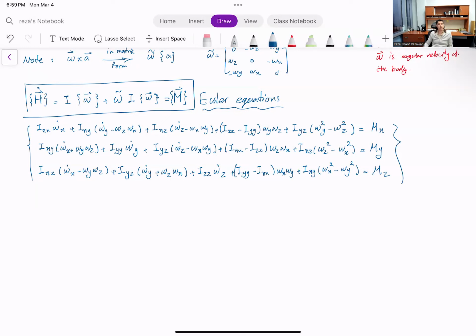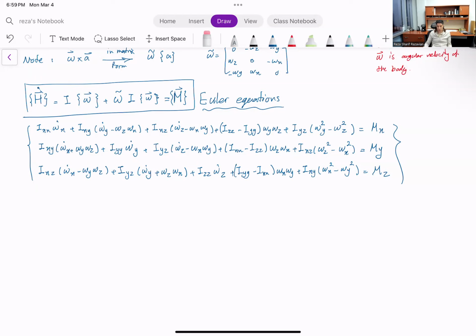So these are the equations. These are also called Euler equations. One thing, before, I forgot to include this M here. So if you had skipped the video, just note that I forgot to write the total moments there. And yeah, these are the equations of rotation.